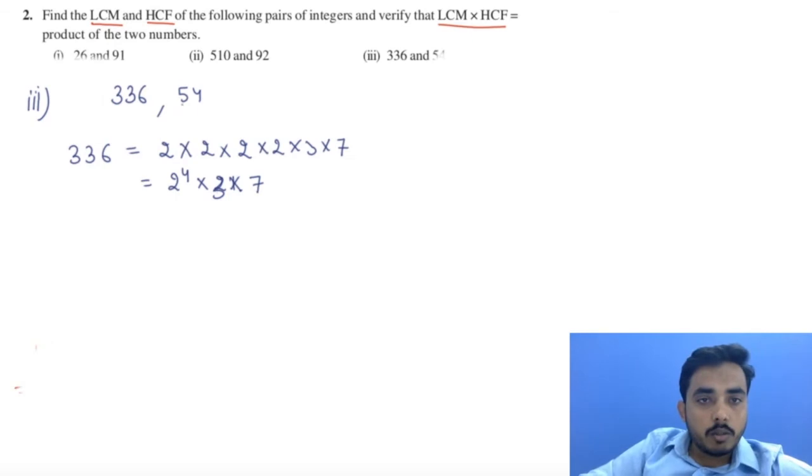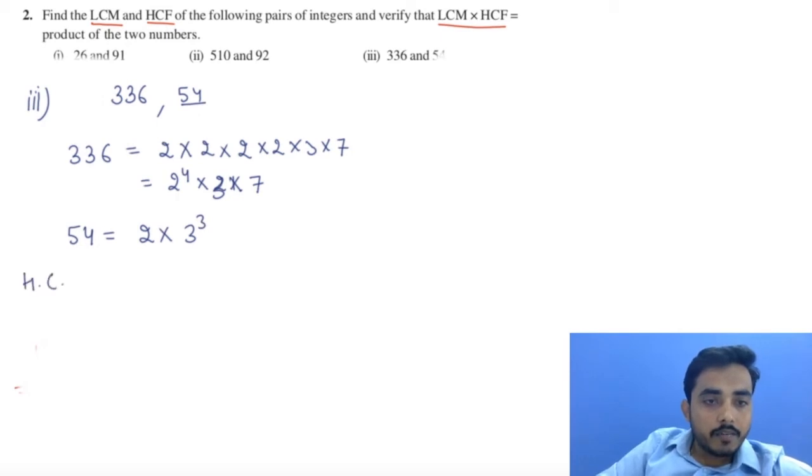Now let's do 54. What are the prime factors of 54? So this is 2 into 27, so this is 3 cubed. Now HCF, what are the highest terms which are common in both? Here 2, one 2 is common and one 3 is common. So the HCF of both the numbers is 6.